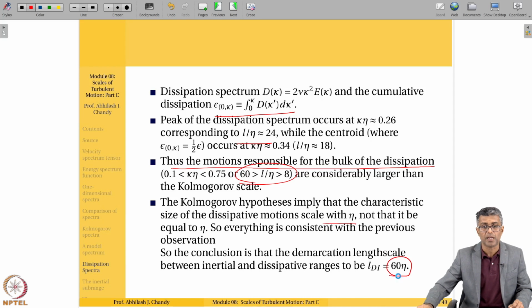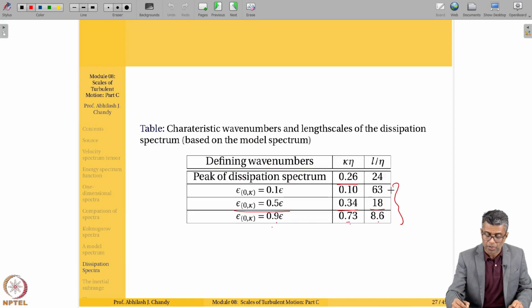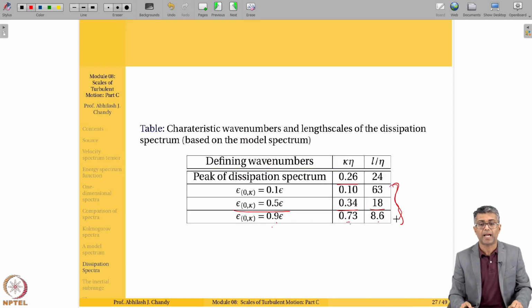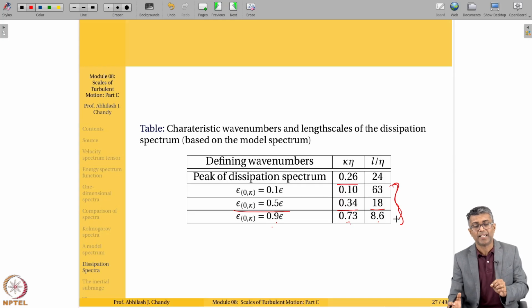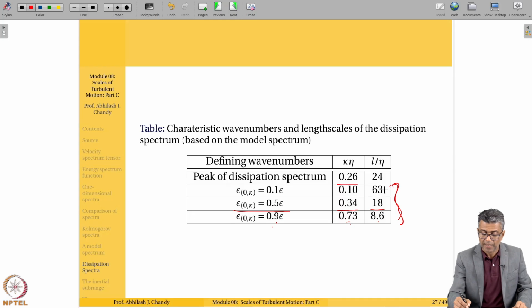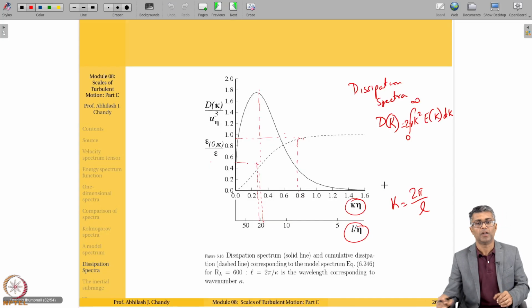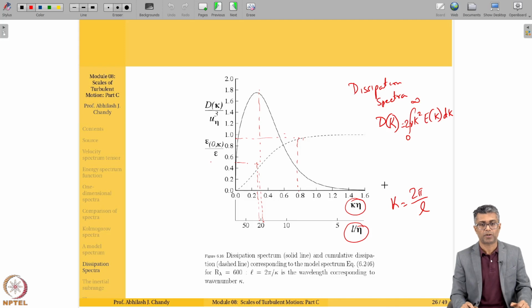And as you can see, the bulk of the dissipation occurs between 8 and 60, approximately. So that is where the 60 comes from. LDI equals 60 eta comes from the fact that the bulk of the dissipation is contained below this length scale. That is how helpful plotting the dissipation spectra was.